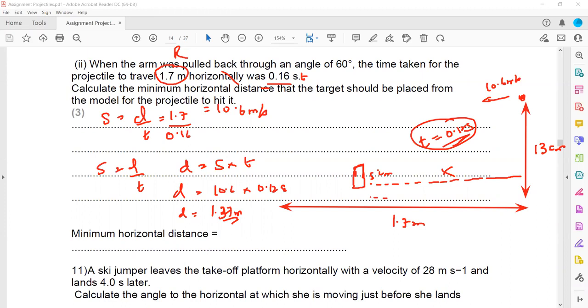Is it clear? This one. So first, using the total range and the total time, we got the horizontal speed. And from the horizontal speed, we know that it is hitting a target after 0.1 seconds. So we multiply by 0.1, and we get the final answer.